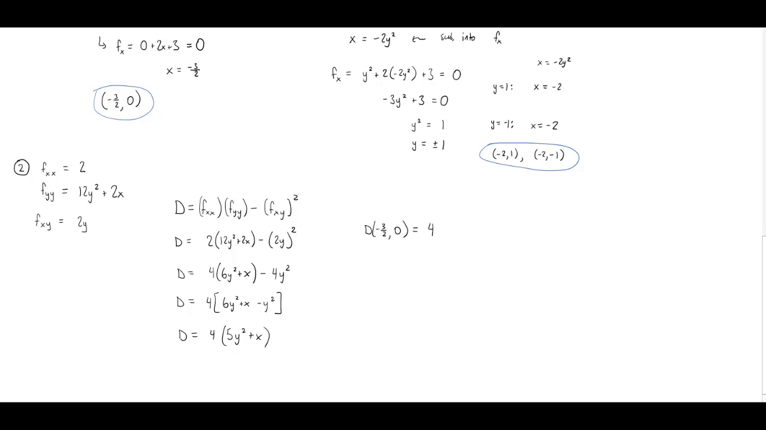So I'm going to get 4 times y, which is 0, plus x, so plus -3/2. So altogether the answer is negative. The rule was if D is negative, you have a saddle point. So therefore we conclude that (-3/2, 0) is a saddle point.